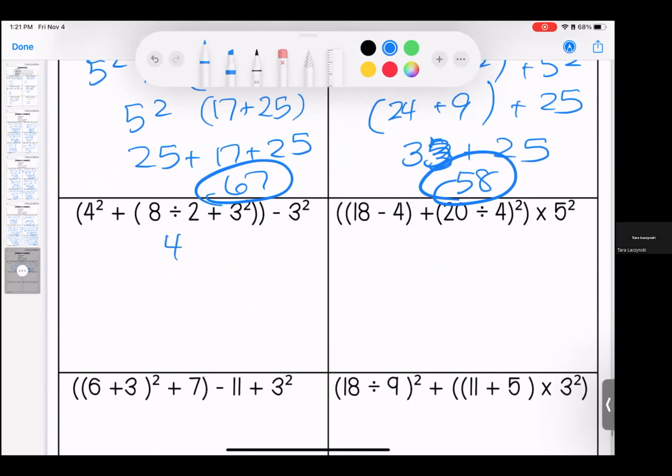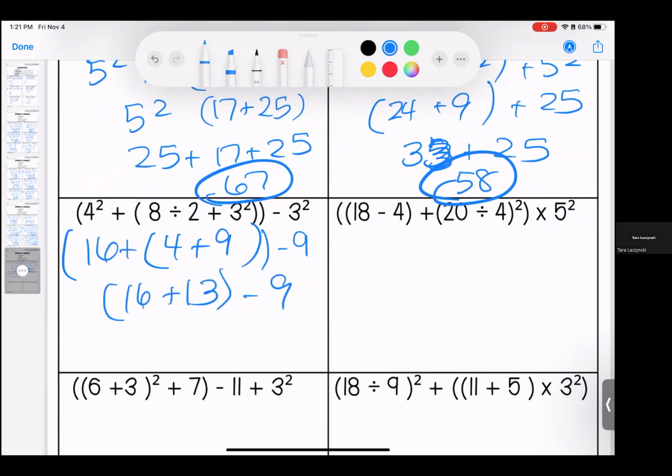8 divided by 2 is 4, plus 3 squared is 9. 4 squared is 16, minus 3 squared is 9. 4 plus 9 is 13, plus 16. That's still in our parentheses, so we need to finish that off. We're left with 29. Take away 9 is 20. 20 divided by 4 is 5.